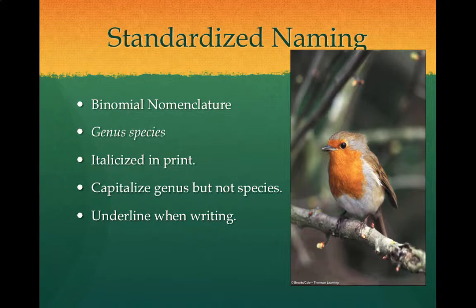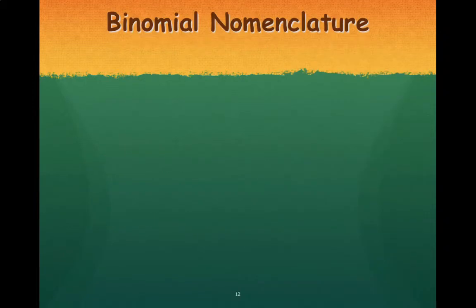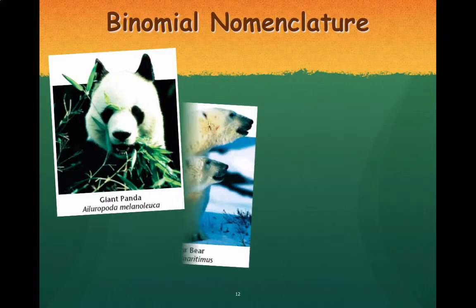The genus and species name are italicized in print. You capitalize the genus but not the species, and you underline it when you're writing it on a piece of paper. So, for example, this bird's scientific name is Turdus migratorius, and this is the American robin. Everyone all over the world would identify it as Turdus migratorius, whereas its common name would be American robin, and that would not be as known to all people. Binomial nomenclature.